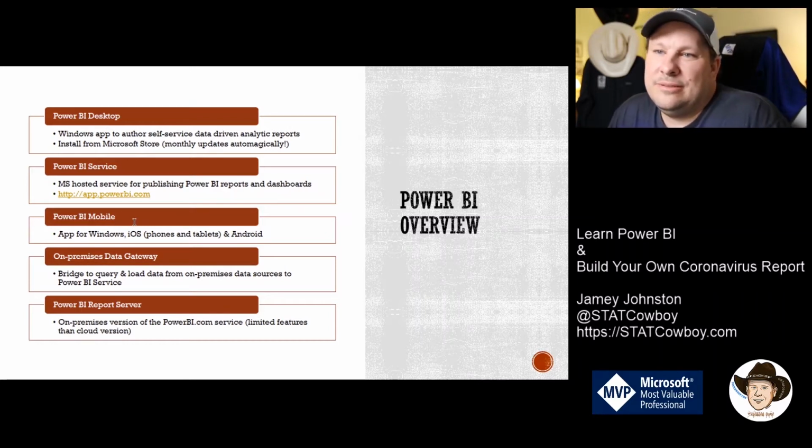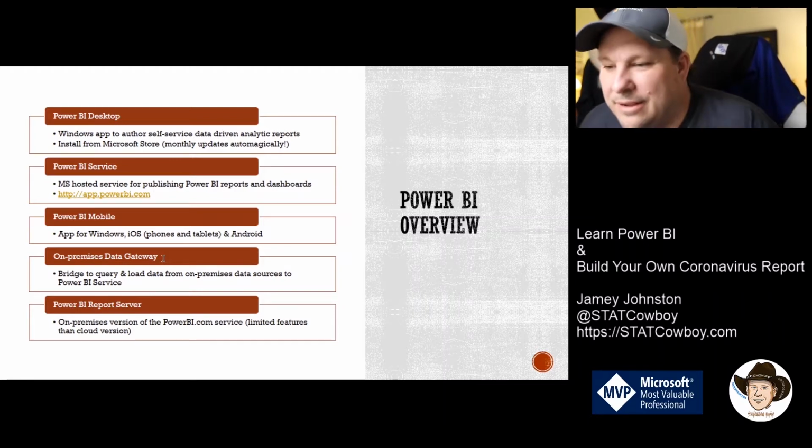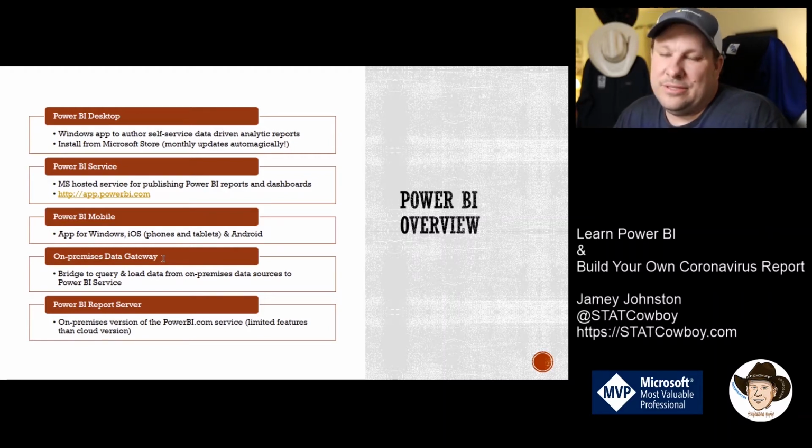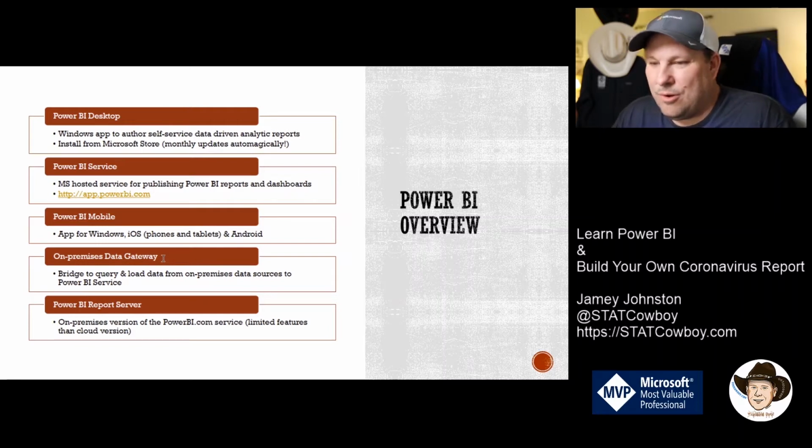The next component is the on-premises data gateway. A lot of you probably have data at your company that's in your data centers on premises. And when you publish your reports that you build in the desktop to the Power BI service, which is out in the Microsoft Cloud, you're going to need a way to get back to that data that's on premises. To do that, you install an on-premises data gateway. This is the bridge that's going to bridge your queries and your data loads from your on-premises data sources to the cloud, to the Power BI service.